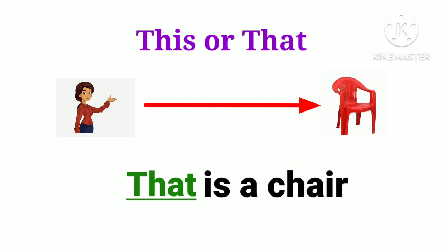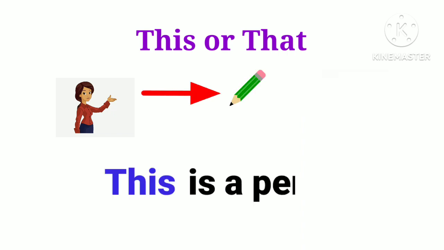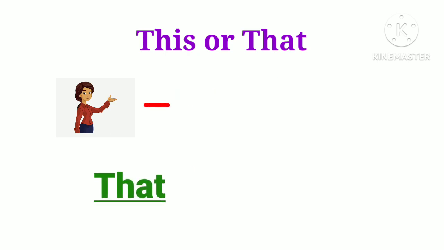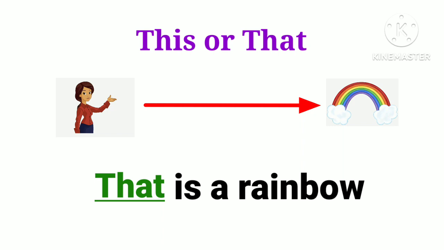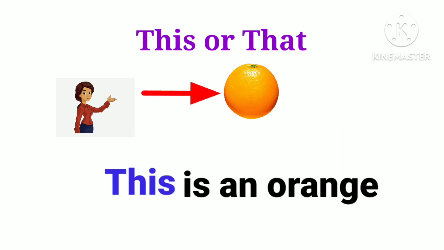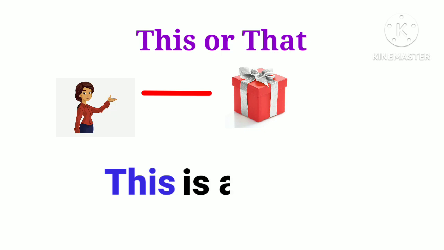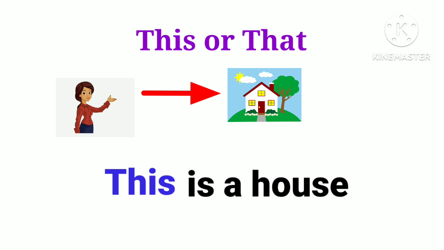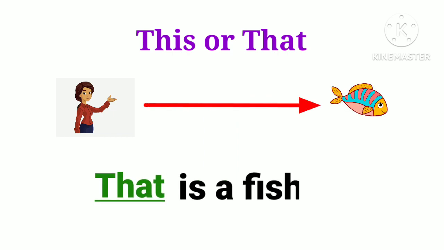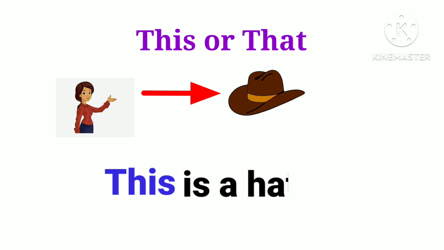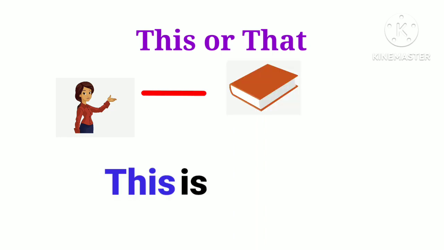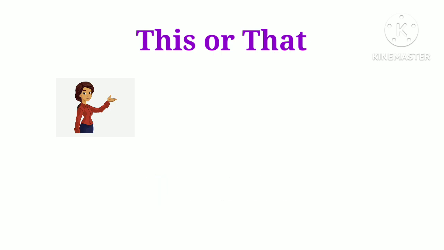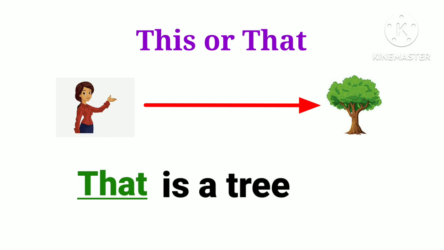That is a chair. This is a pencil. This is a bag. That is a rainbow. This is an orange. This is a gift. This is a house. That is a fish. This is a hat. This is a book. That is a star. That is a tree.